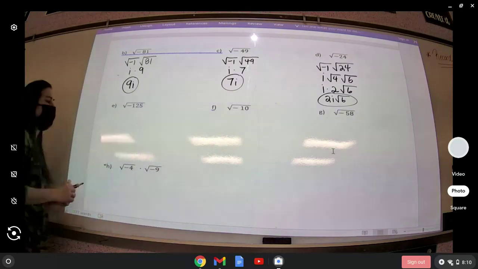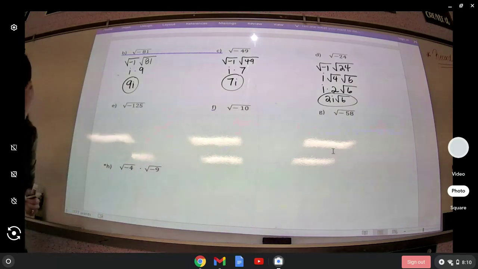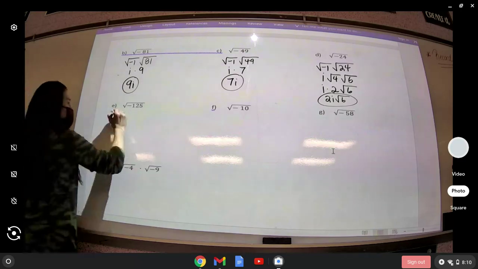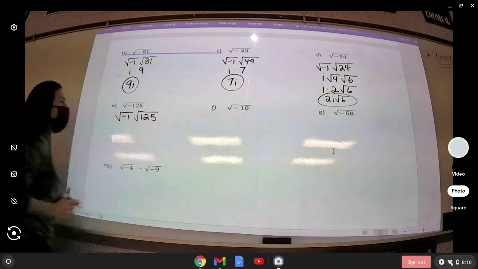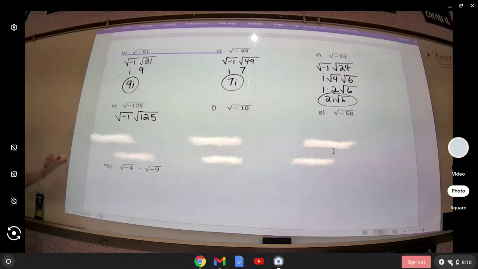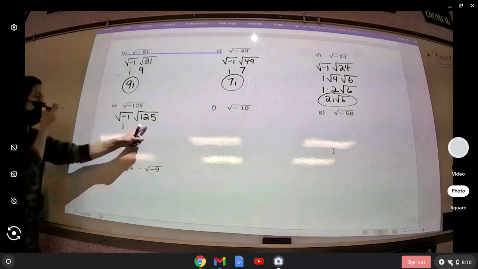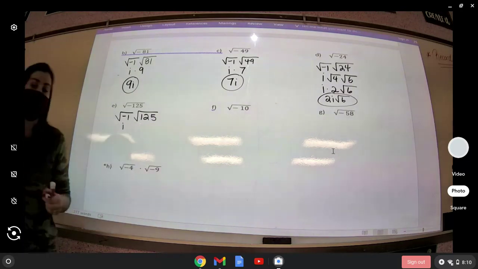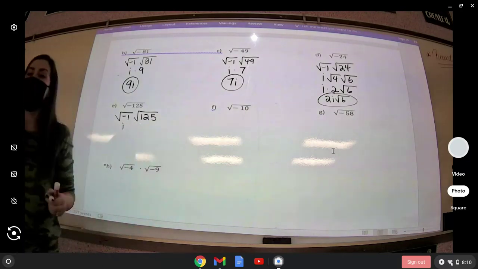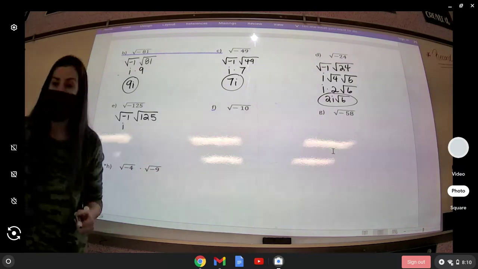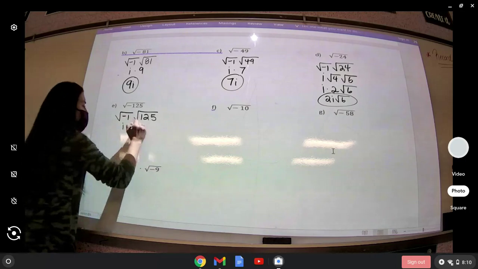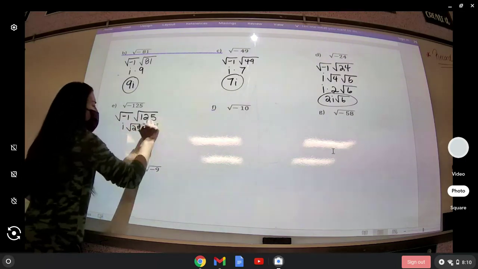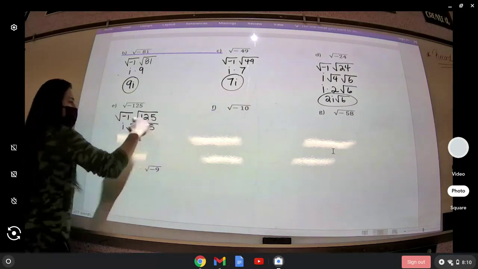All right, what about this one? The square root of negative 125. Well, first I'm going to take out the negative 1, and then that leaves me with 125. The square root of negative 1, that's i. That's the imaginary part of our answer. Now I can deal with the square root of 125. It's not a perfect square, but what's the biggest perfect square that divides evenly into it? 25. So I can break that up into the square root of 25 times the square root of 5, because 25 times 5 is 125.